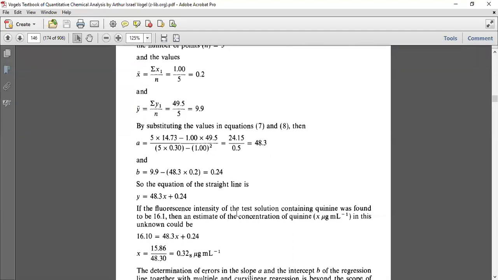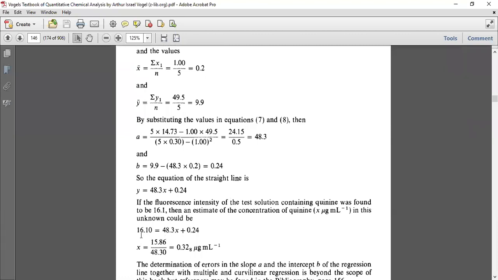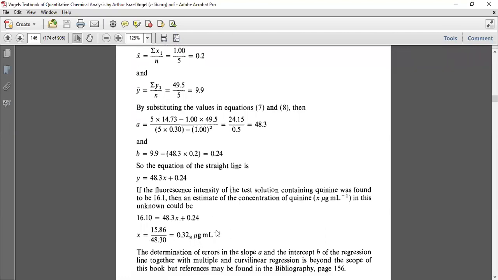And again, a question can come in this way: if the fluorescence intensity of the test solution was found to be 16.1, the unknown is given to you, and then you have to calculate. So for example, the fluorescence intensity of that solution came as 16.1, then an estimate of the concentration of quinine in this unknown could be, you substitute 16.10, whatever answer has come, that is the y value, equal to 48.3 into x plus 0.24. So whatever the value of x comes, that will be your answer, that is 0.32.